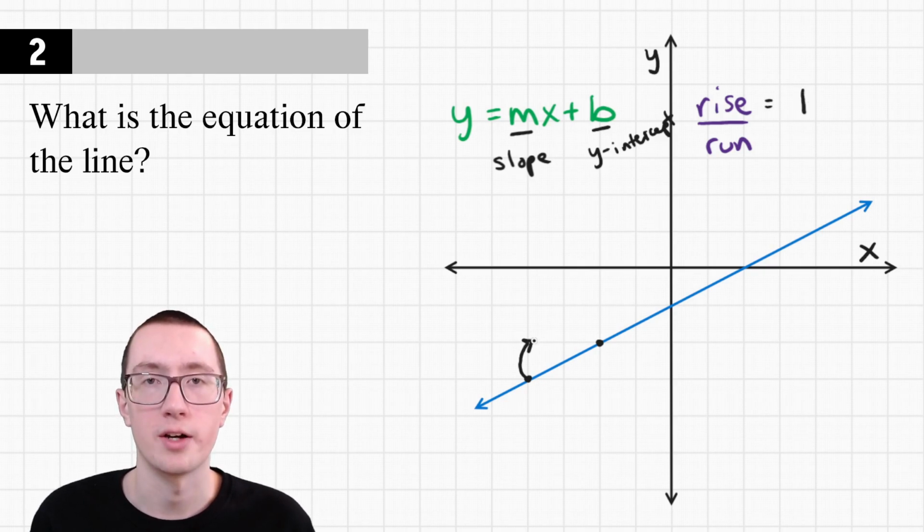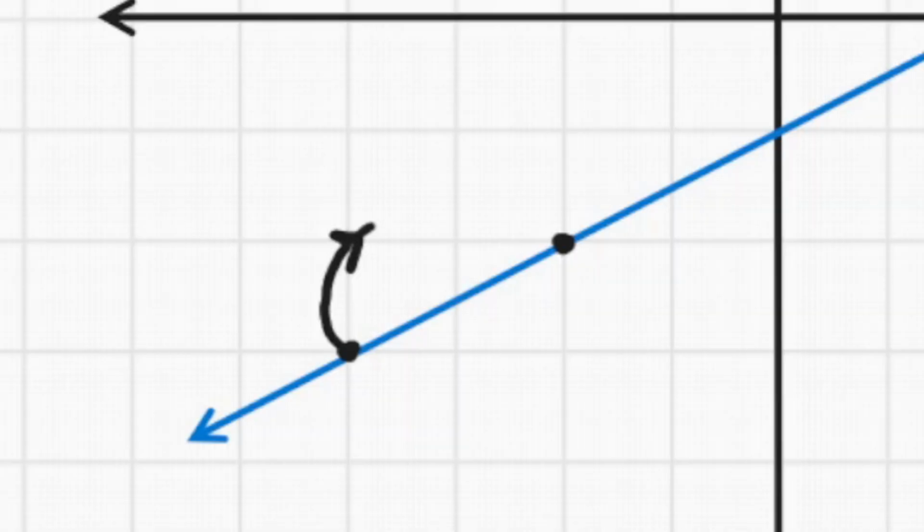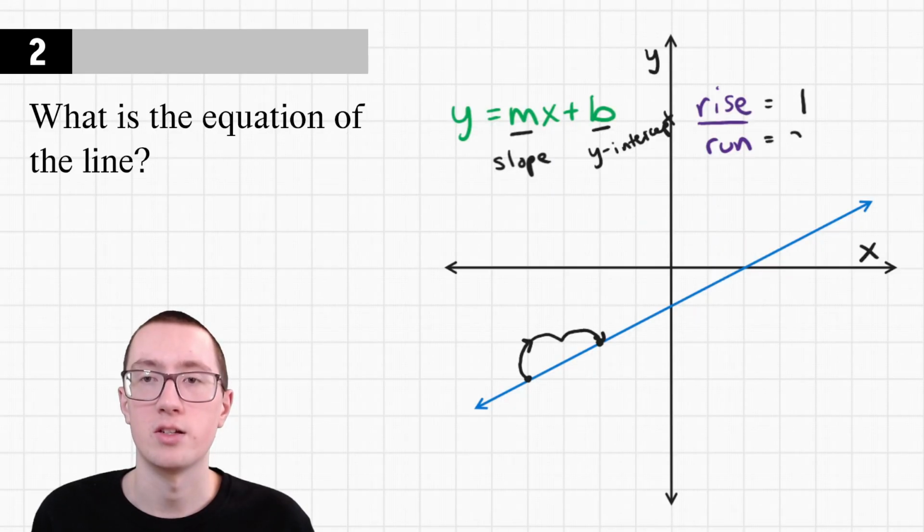And now what about our run? Run is how much we need to go to the right to get to this point. Well, we're starting here, right? We need to go 1, 2 boxes this way. So the run is going to be 2. And remember that slope is rise over run, or rise divided by run. So rise is 1 and run is 2. Our slope is 1 over 2.